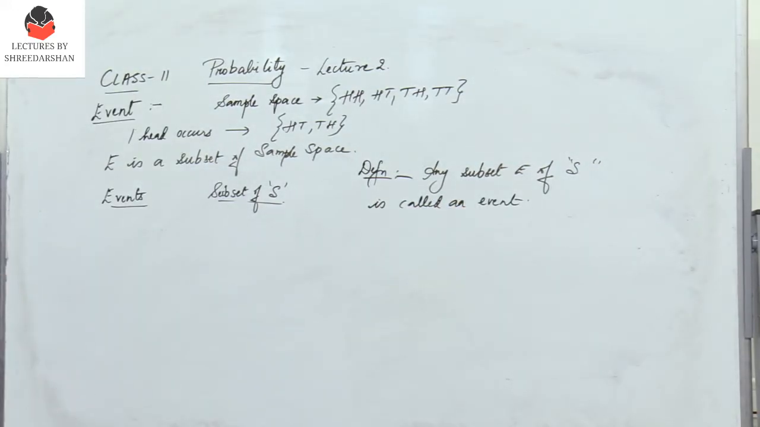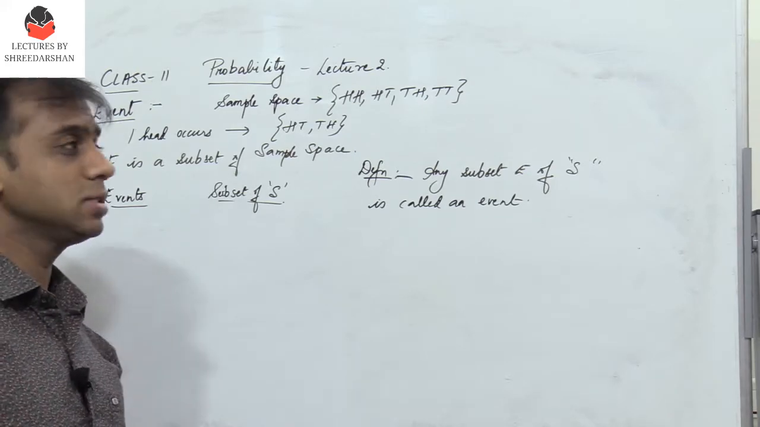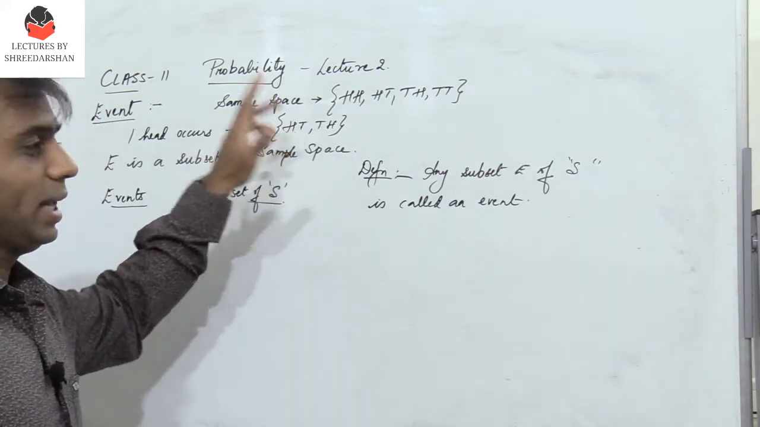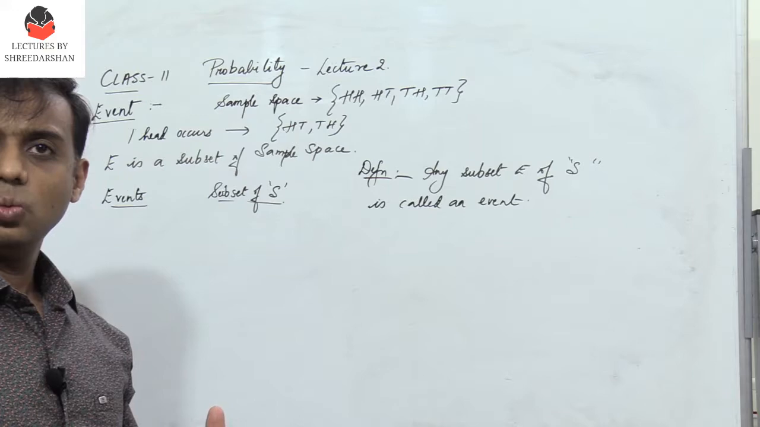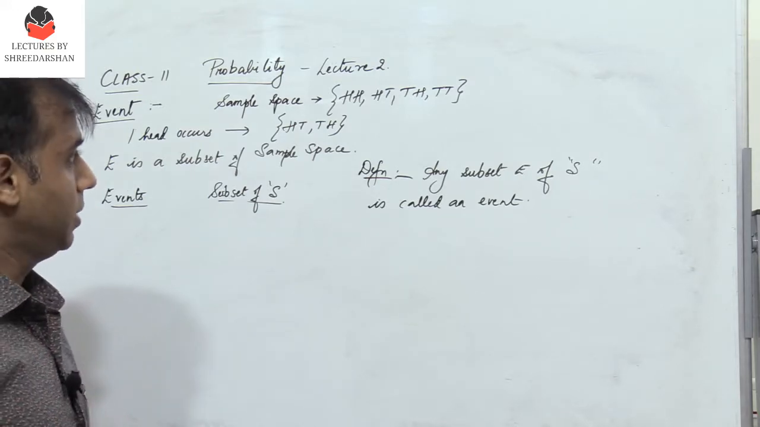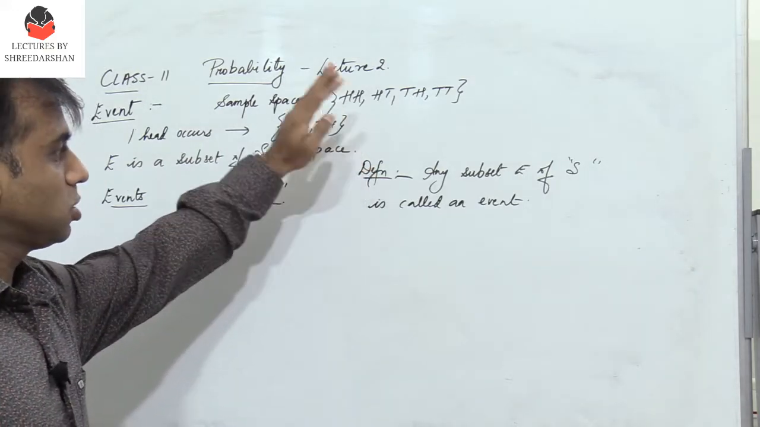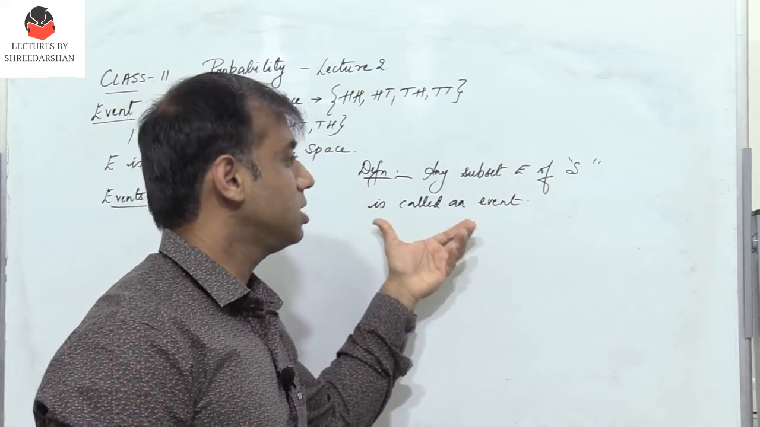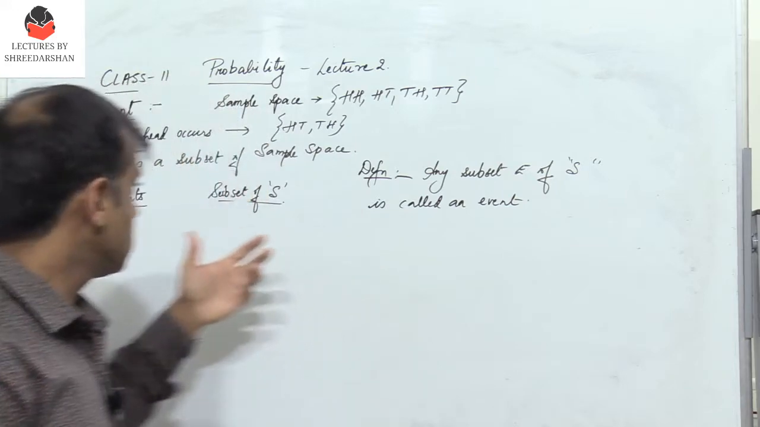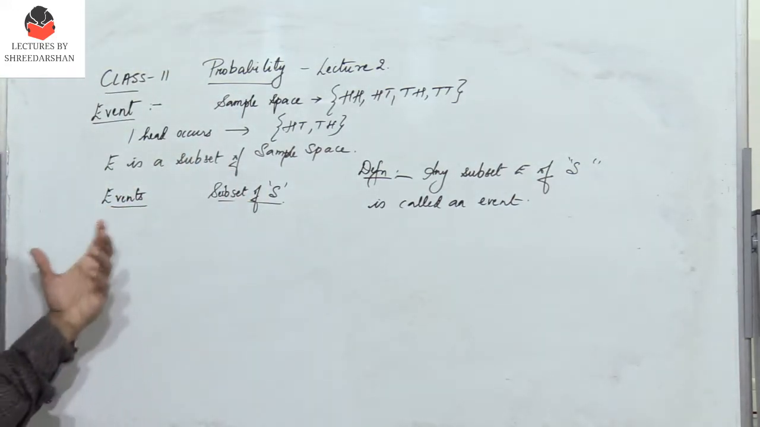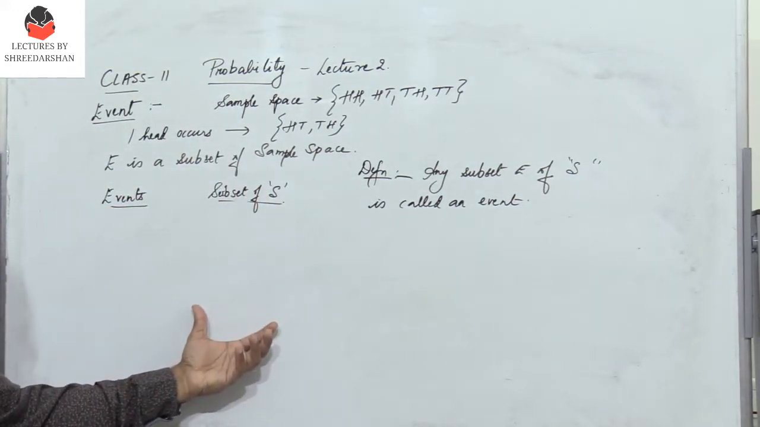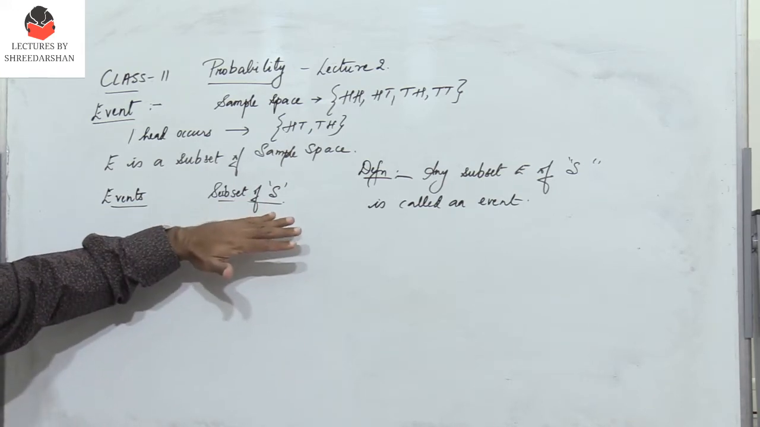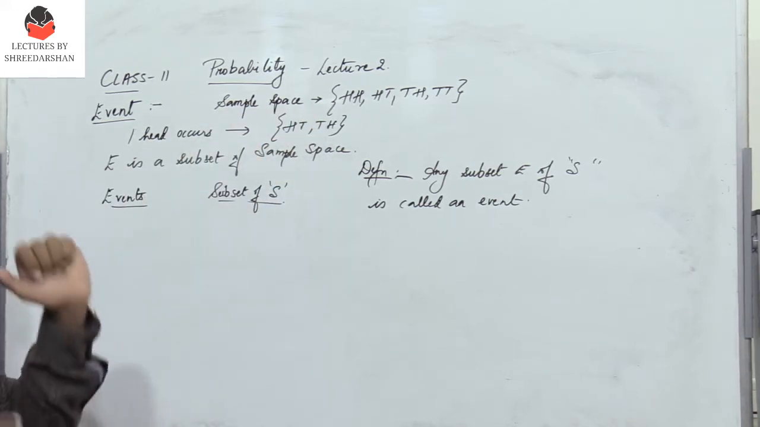So you define an event. What could be the event? The event is, say, getting exactly one head or getting one tail in the given experiment or getting two heads. So here any subset E of the given sample space is defined as an event. Let us consider a few events and write the subset of the sample space. So what is the experiment?